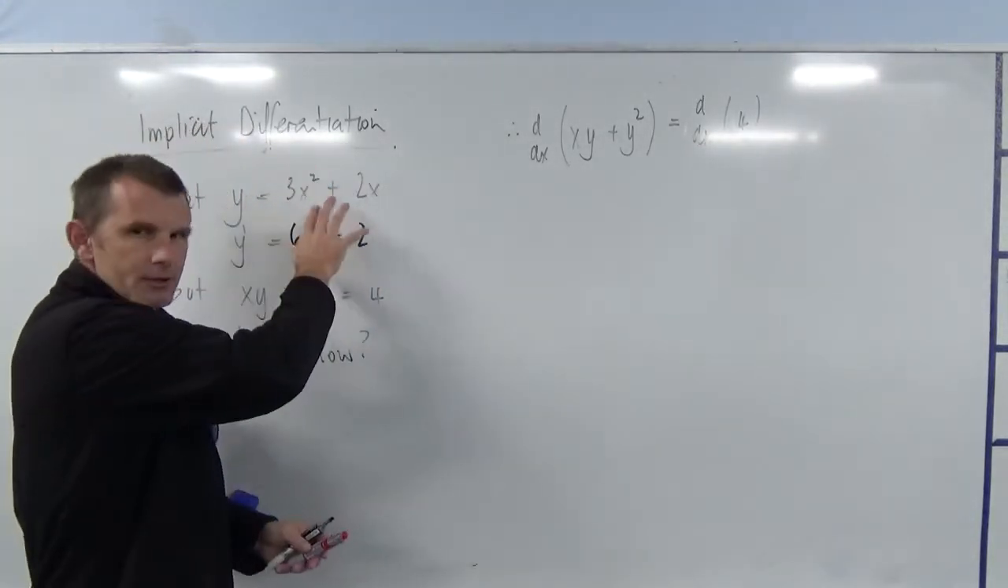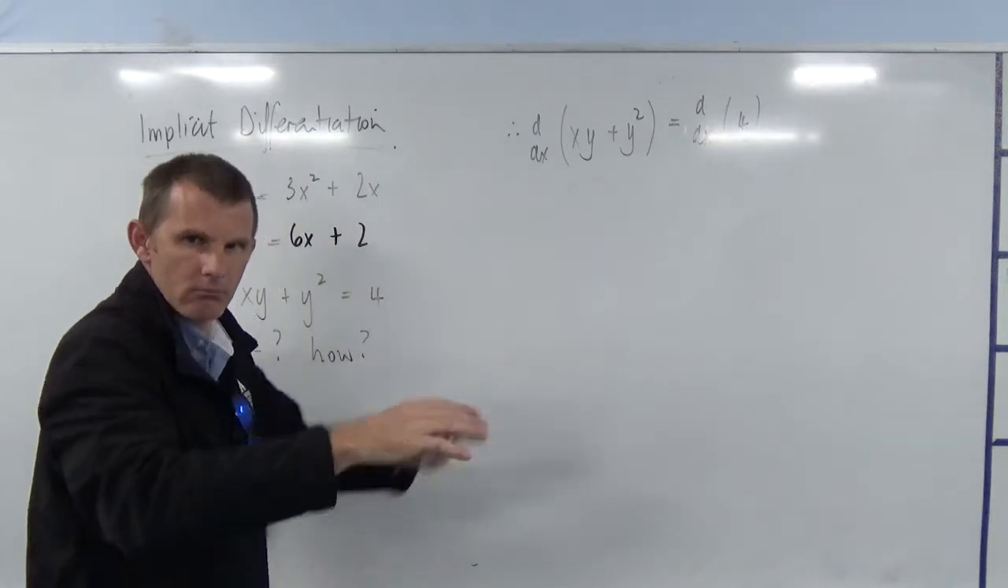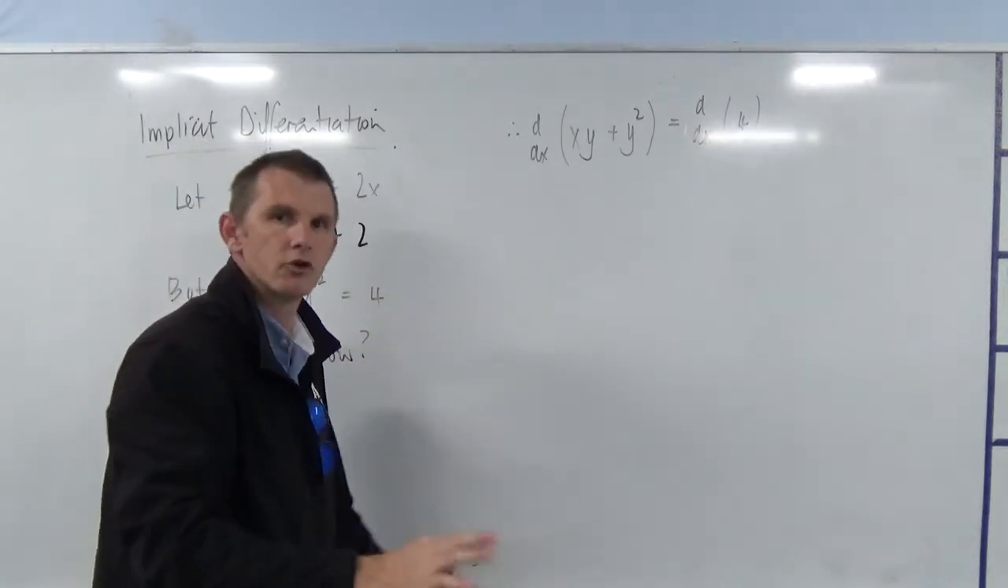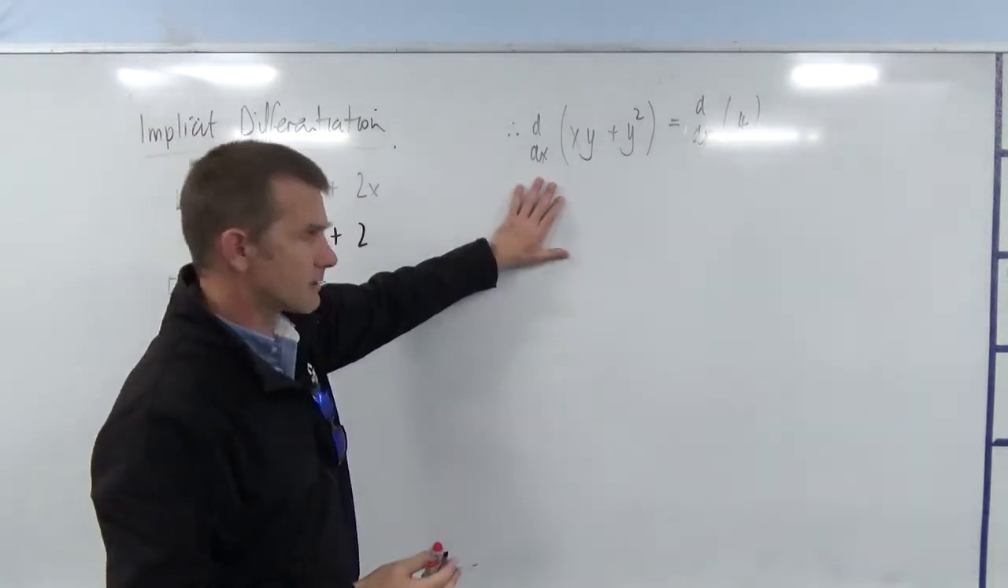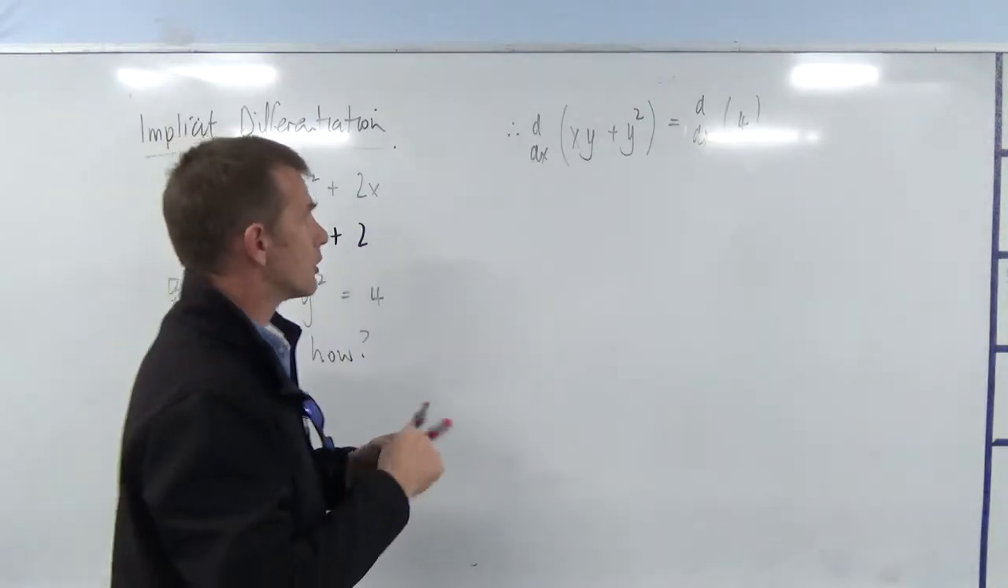With this, it was simpler just to say power out front, lower the power by 1, product rule, chain rule, quotient rule, all of those. With this, it's better to show it this way. So, what am I going to do?